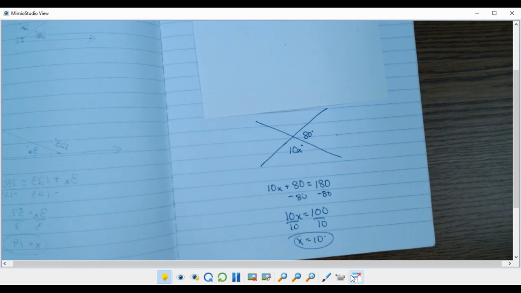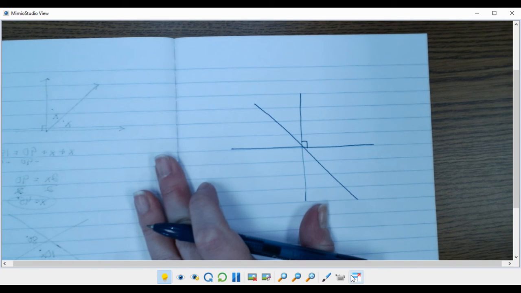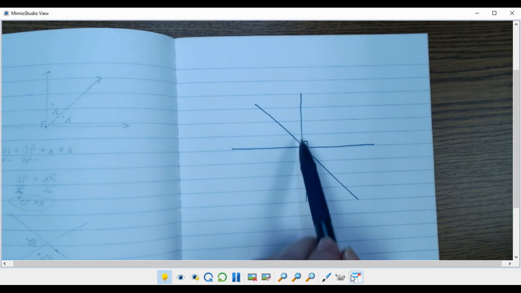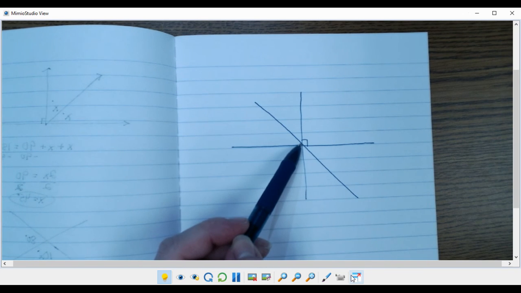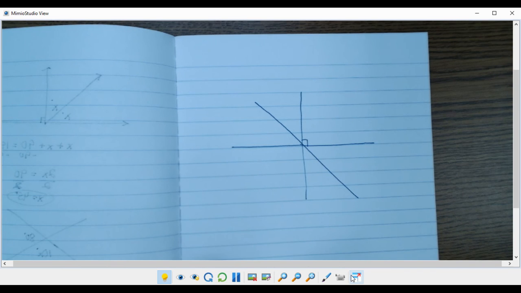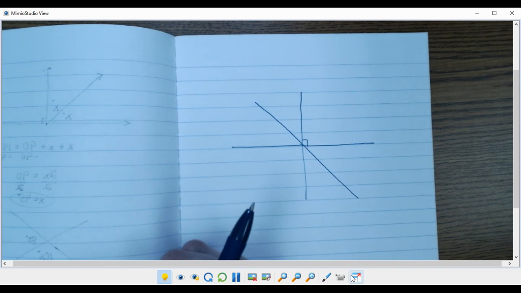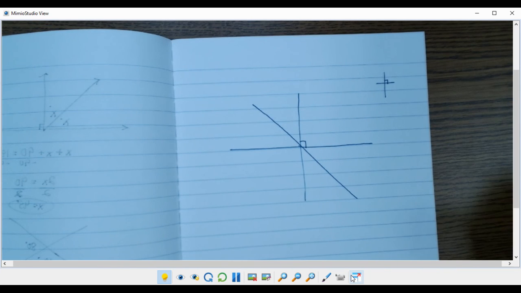Now I have a hint for you. There's not going to be any numbers on this next page. If you see a diagram something like this, so I have two lines that cross at a 90-degree angle, and then I have another line that goes through that vertex, that same center point. One right angle, I'll draw it over here. One right angle forces the other three angles to also be 90 degrees. Usually we won't label all three of them because it's just kind of an understood rule.